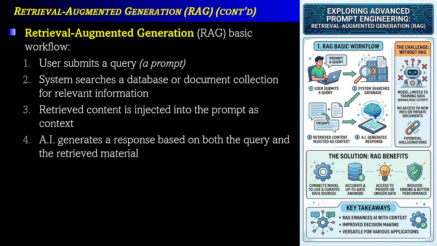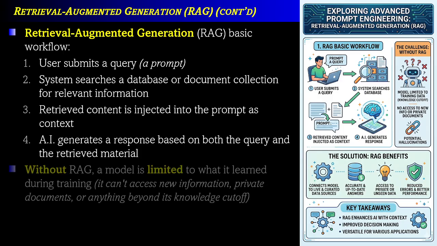The basic workflow for RAG is: one, the user submits a query or a prompt. Two, the system will now search a database or a specific document collection for the relevant information. It does not go into training data. The retrieved content is then injected into the prompt as the context, as part of that prompt engineering. AI will then generate a response based on both the query, in other words, the prompt we wrote, and the retrieved material. The retrieved material augments the output that it generates.